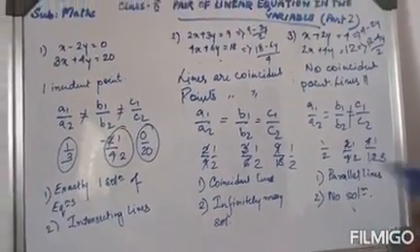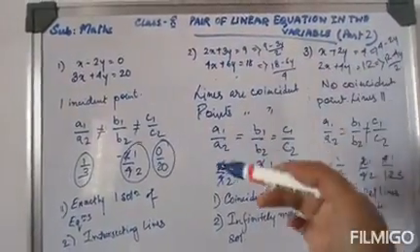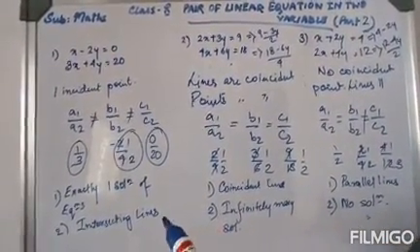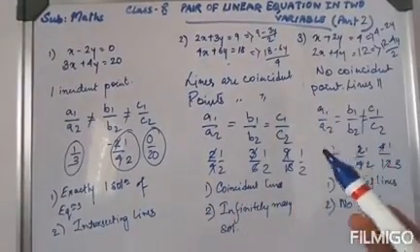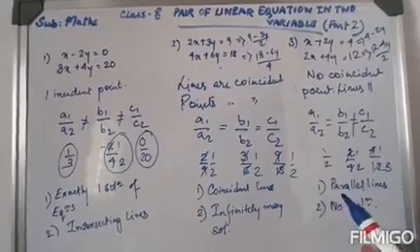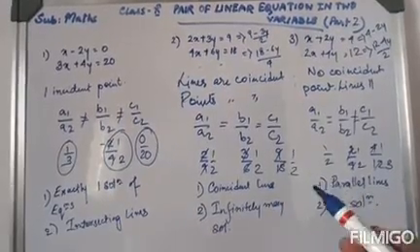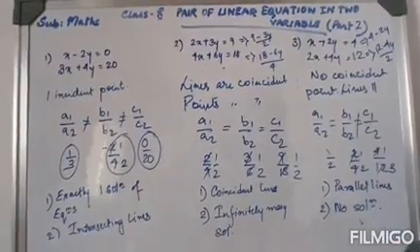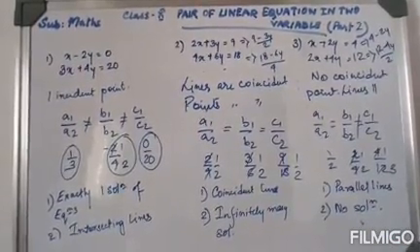Understood? So from the coefficients itself we can judge whether the equations will have a solution, or they will be intersecting, or they will be coincident with infinitely many solutions, or they will have no coincident point, they will be parallel lines, and there will be no solution. That's all we have for today's video.